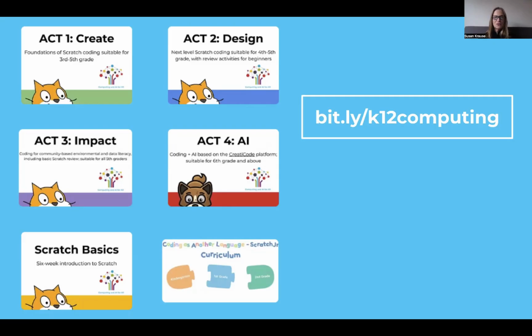Act 3 builds on the skills that were learned in Act 1 and Act 2 and includes more advanced computer science content best suited for 5th graders, along with a community-based environmental science and data science literacy unit. Act 4 is a coding plus AI literacy-based curriculum based on the Create-A-Code platform, suitable for 6th grade and above. Scratch Basics is a 6-week introduction unit to Scratch for those who have never used Scratch before or need a refresher in learning the Scratch basics. We also include a link to Coding as Another Language using Scratch Junior for students from kindergarten to 2nd grade.